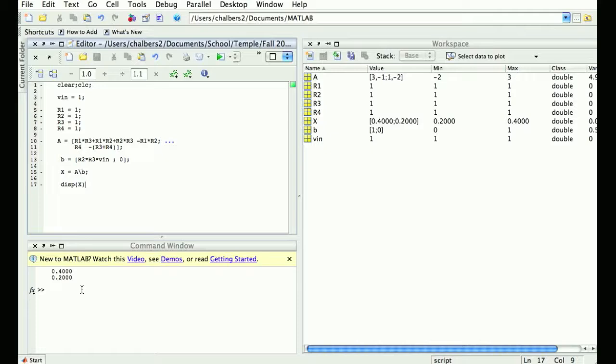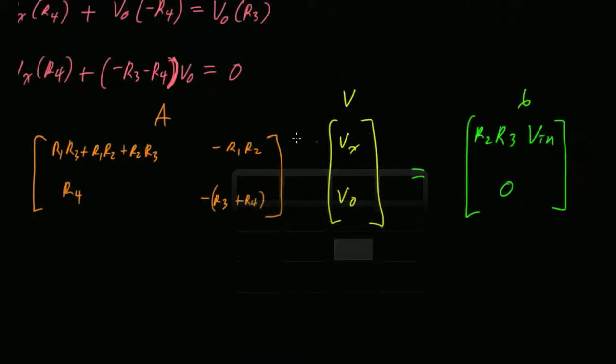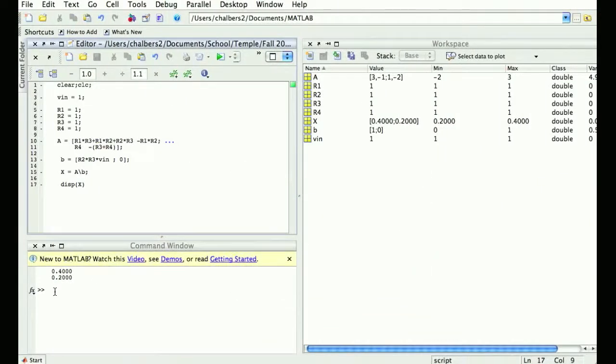So I've got a 0.4 and a 0.2. What's the 0.4 tell me? 0.4 is Vx, and 0.2 is V out. We know it's Vx because we put Vx first, right? Vx was the first variable and V out was the second variable. Those numbers make sense? I think so, yeah. There should be a voltage divider to get you to V out from Vx, so that works. We can always test it.